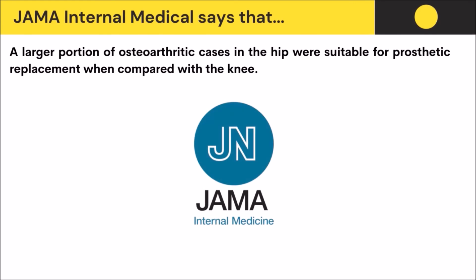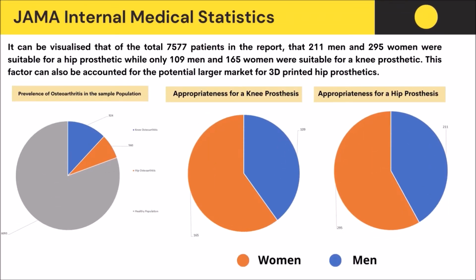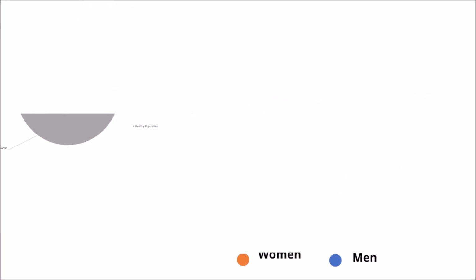A study conducted in 2008 and published in JAMA Internal Medicine found that a larger portion of osteoarthritic cases in the hip was suitable for prosthetic replacement when compared with the knee. From the previous chart, it can be visualized that of the total 7,577 patients in the report, 211 men and 295 women were suitable for a hip prosthetic, while only 109 men and 165 women were suitable for a knee prosthetic. This factor can also be accounted for the potential larger market for 3D printed hip prosthetics.